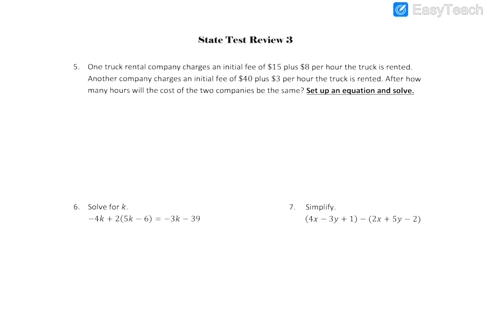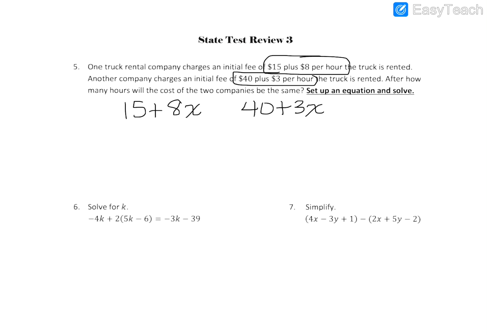All right, so what you should have hopefully had was the first company, 15 plus $8 per hour. The hours are going to be my x, so that's 8x. My second company is 40 plus $3 per hour. And since I want to know when these are going to be the same, that means I want them to be equal. All right, so now I'm going to go ahead and solve this equation.